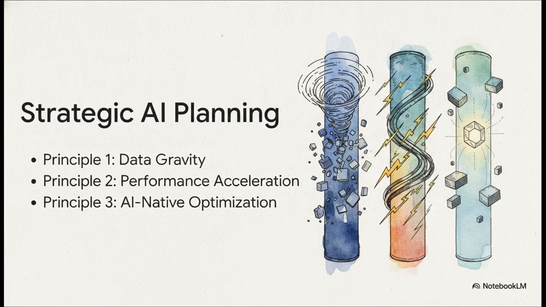Second is performance acceleration. You want to use high-speed interconnects, like NVMe over fabrics, to move your data at the exact speed of your compute. And third, AI-native optimization. This means disaggregating your storage from your compute, which is a game changer because it allows you to scale your high-throughput network arrays totally independently of your compute nodes. You only buy exactly what you need.